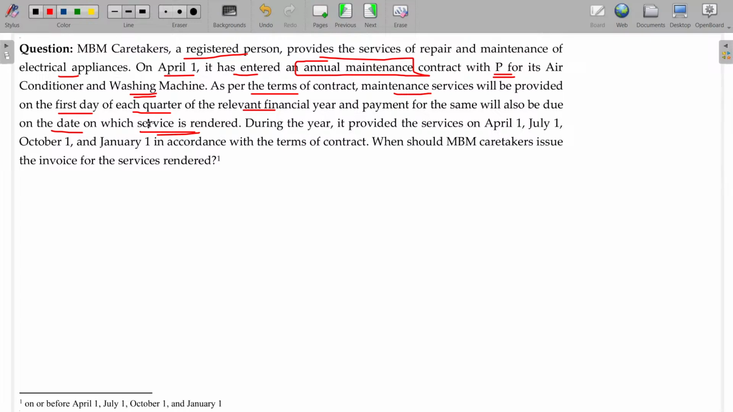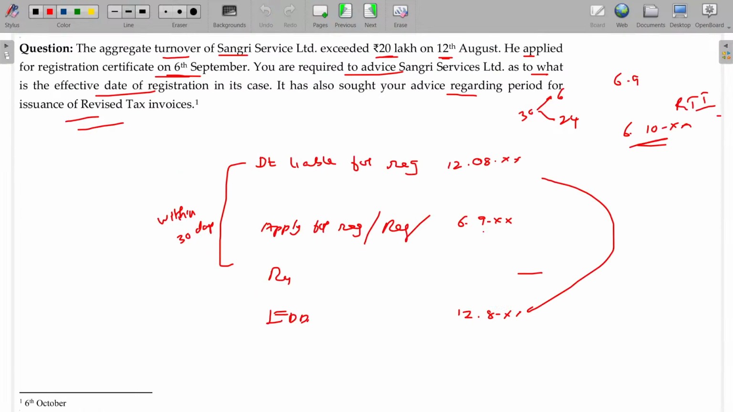Other cases also we have. In this case, the due date is clearly mentioned, the service rendered date, being April 1, July 1, October 1, and January 1. So this will be the due date for issuing the tax invoice in accordance with the terms of contract. The terms of contract are very clear about when to issue the tax invoice. So as per that concept, you can consider the dates April 1, July 1, October 1, January 1 being the due date for issuing the tax invoice in case of continuous supply. When should MBM Caretakers issue the invoice for the services rendered? So we have completed this. Clear? Next question.